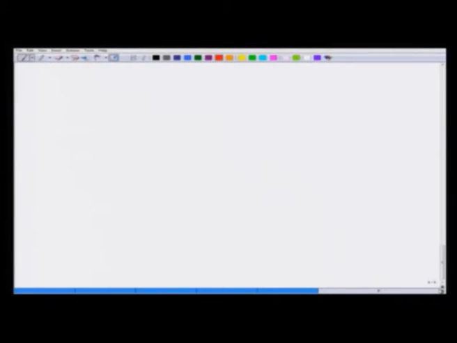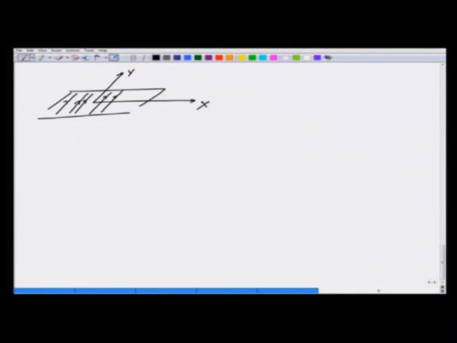As a second example, I will take a sheet of charge in the xy plane carrying a current, let us say in the y direction, a surface current. This is a sheet of current. So, its thickness is 0 and it carries a current K, which I will call surface current.